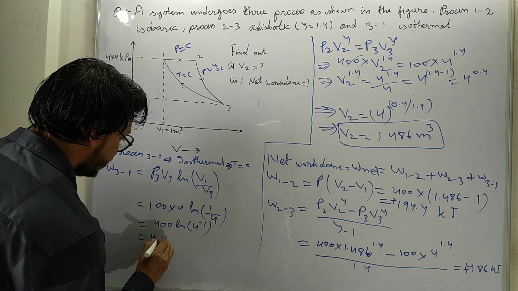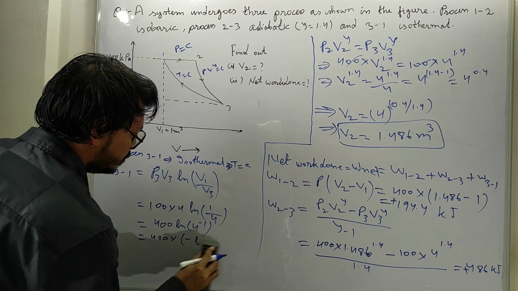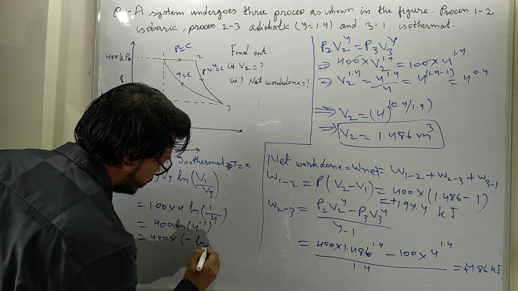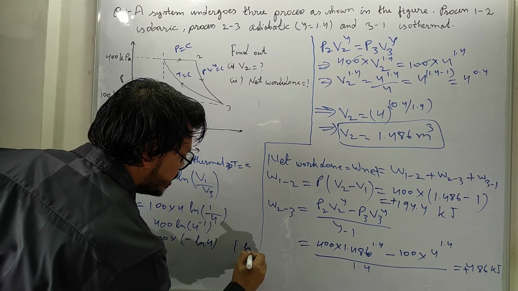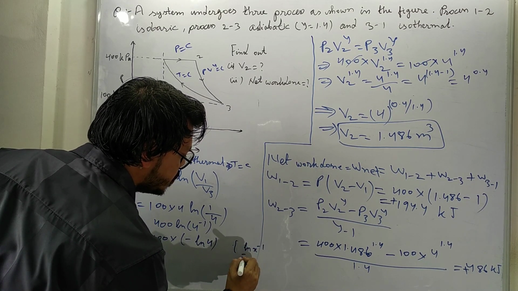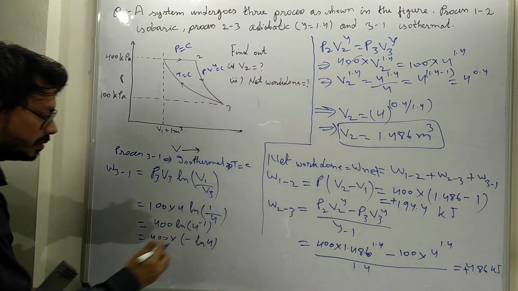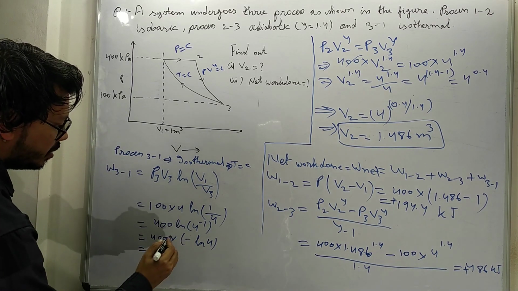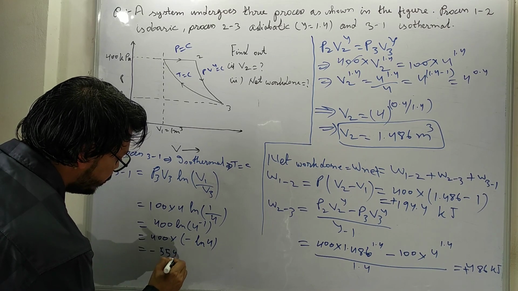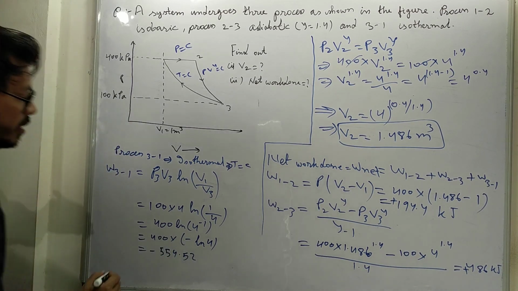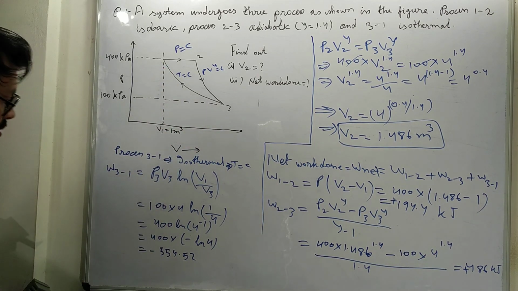ln 1 by 4 means ln 4 to the power minus 1. This means 400 into minus ln 4, because we know that ln x to the power minus 1 is equal to minus ln x. So this is minus ln 4. After calculation we will get the value as minus 554.52. This is the work done by the process 3 to 1, and it is negative.